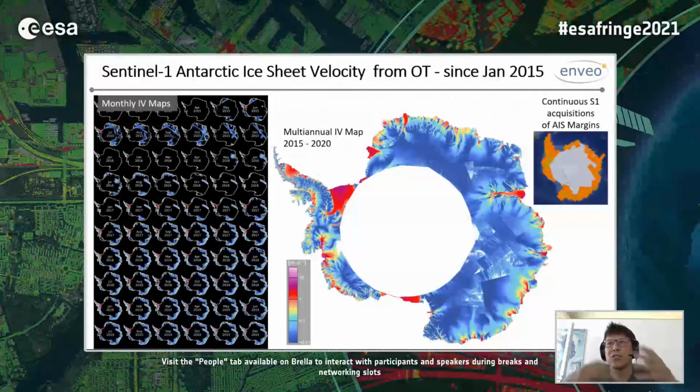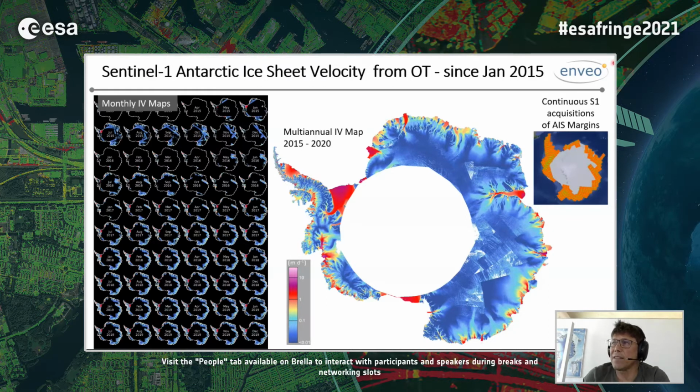This slide shows you the state of the art, what we do currently in Antarctica with Sentinel-1. Due to the acquisition strategy of Sentinel-1, we have a continuous monitoring of the margins of Antarctica almost every 6 days. You see on the right side the acquisitions of these continuous monitorings. The interior of Antarctica was acquired during one campaign in 2016-17 and is currently not monitored continuously.